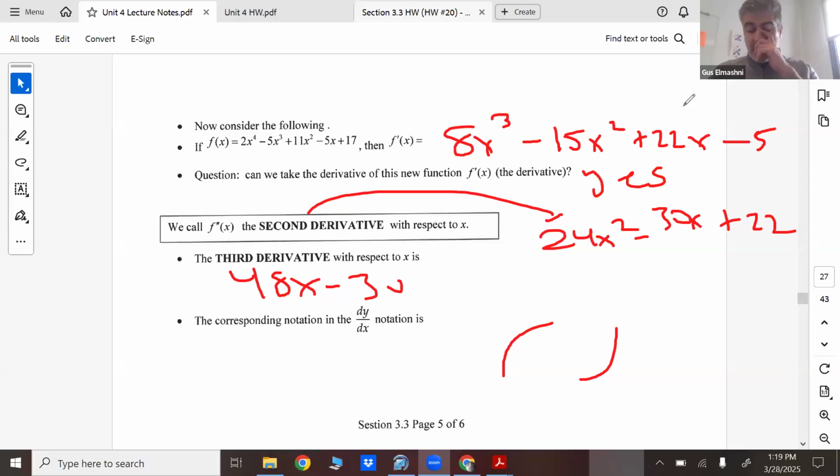Okay, so anyway, as we look at this here, the first derivative is really easy. We found that. You could take the derivative again if you like, and you get that. As a second derivative, third derivative would be that, and so forth. The corresponding notation for the second derivative in dy over dx notation looks like this.